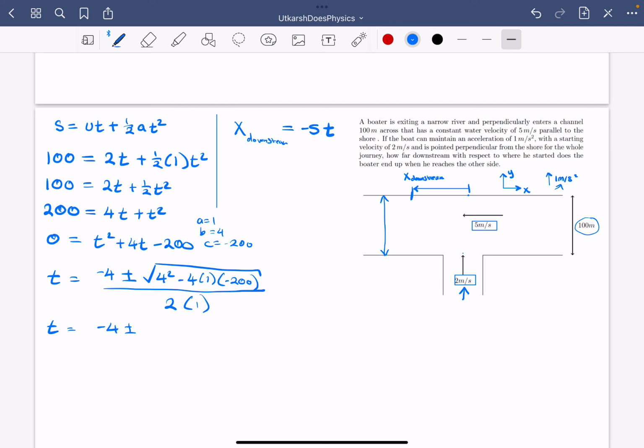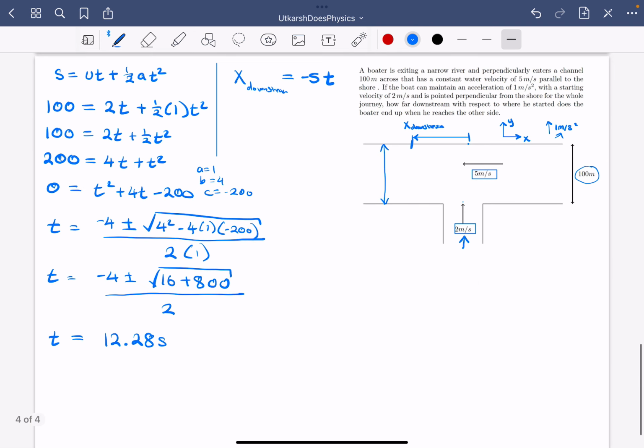Let's see, minus 4 plus or minus the square root of 16 plus 4 times 200, which is 800, I believe, divided by 2. So we're just going to plug this into our calculator and get the solution from it. Okay, so we get a negative solution and a positive solution. So we're going to take the positive solution and we're going to find that that's equal to 12.28 seconds. So that is the time that we want.